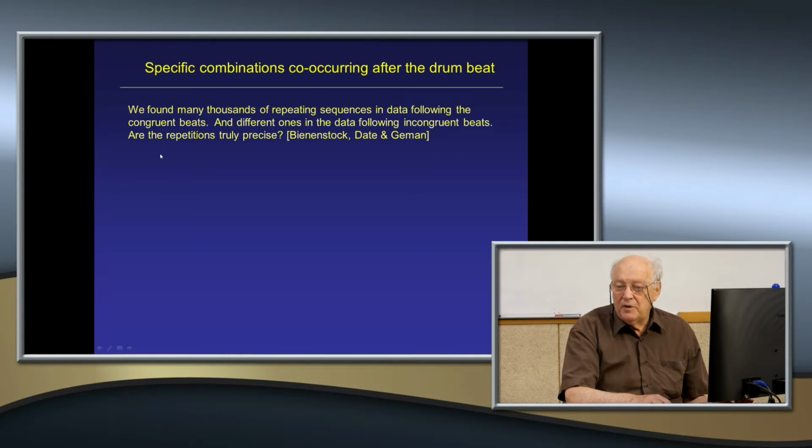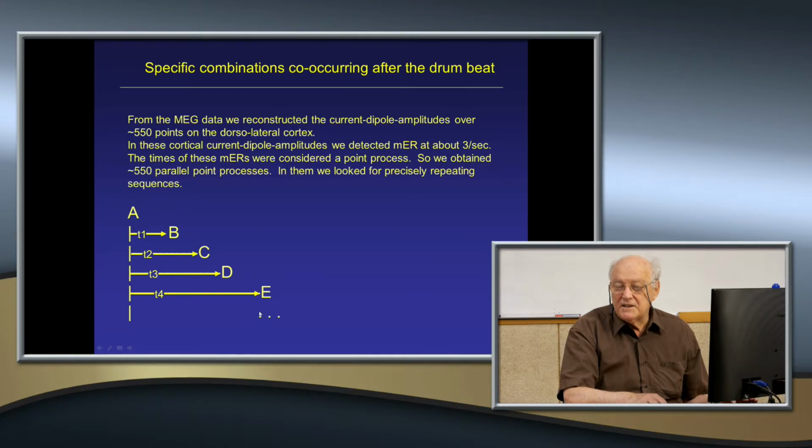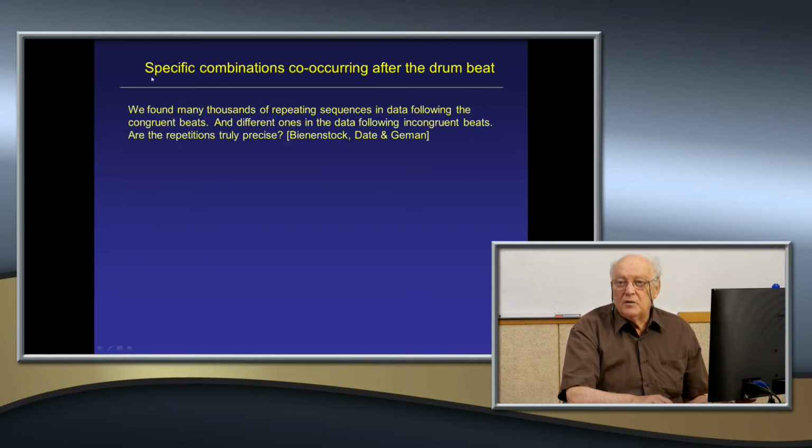If structures like this, A, B, C, D, etc., with the same delays repeated themselves twice or more, we counted them as precisely repeating sequences. We found many thousands of repeating sequences in data following congruent beats, and different ones in data following incongruent beats.